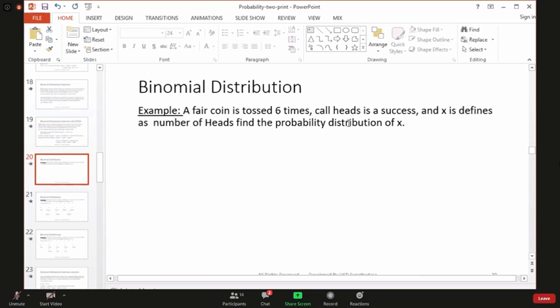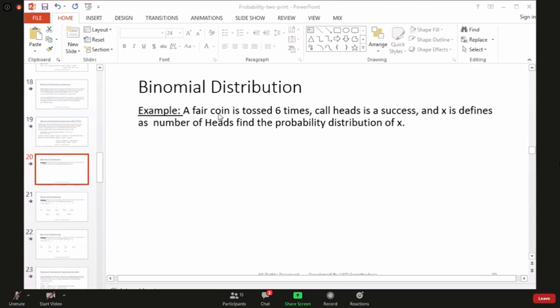A fair coin is tossed 6 times. Remember, a head is a success. Now again we define the variable X as the number of heads, and find the probability distribution of heads. How to calculate this? Find the probability distribution of the X variable. X is the number of heads.